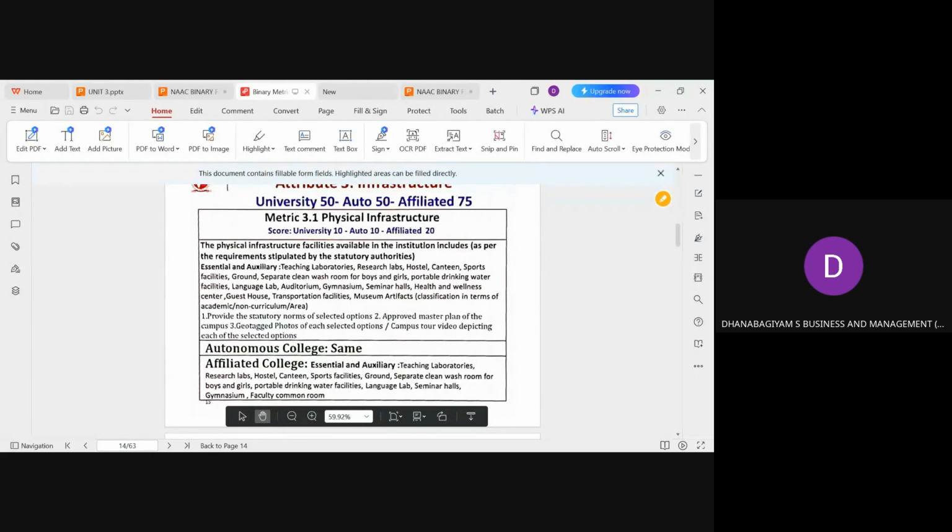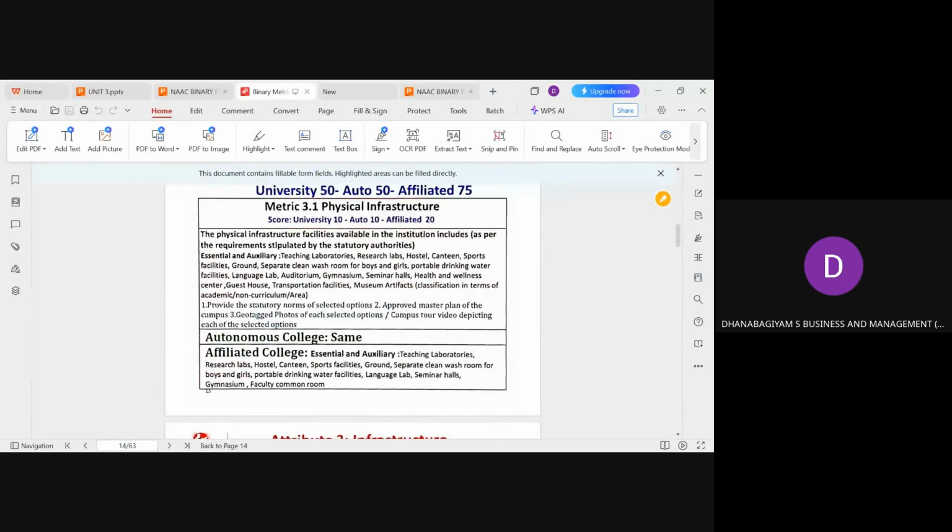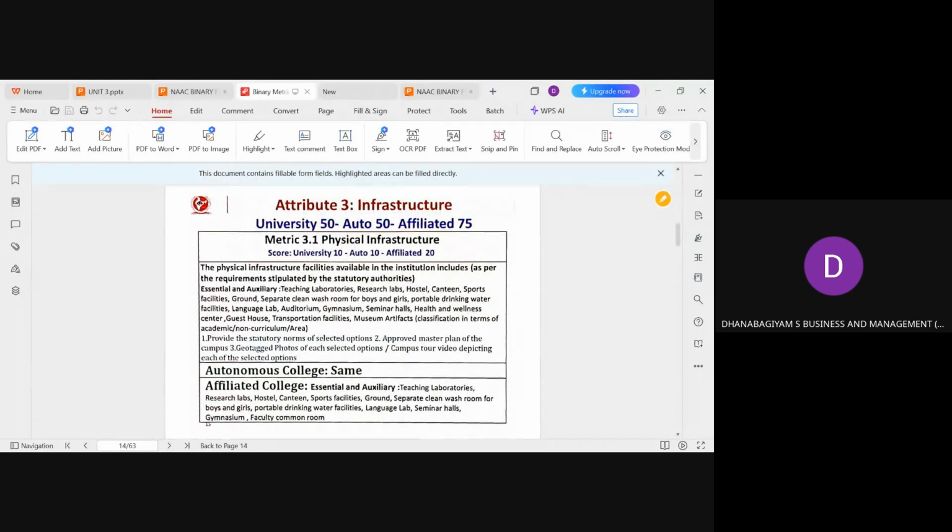Now let us see attribute 3. This attribute 3 talks more about the physical infrastructure facilities. Yes. So before moving on with 3, I request the audience, can anybody type in the chat box what are all the points we discussed in attribute 2? We can have a clarity on what we have seen in attribute 2.